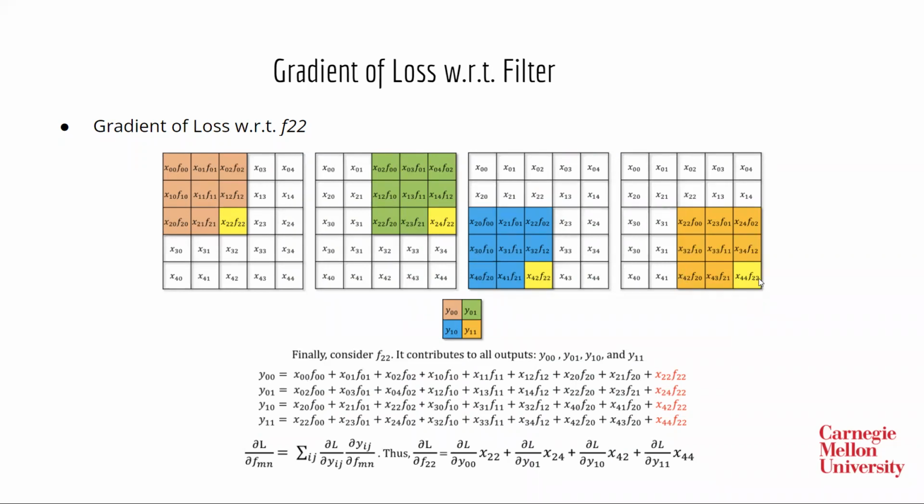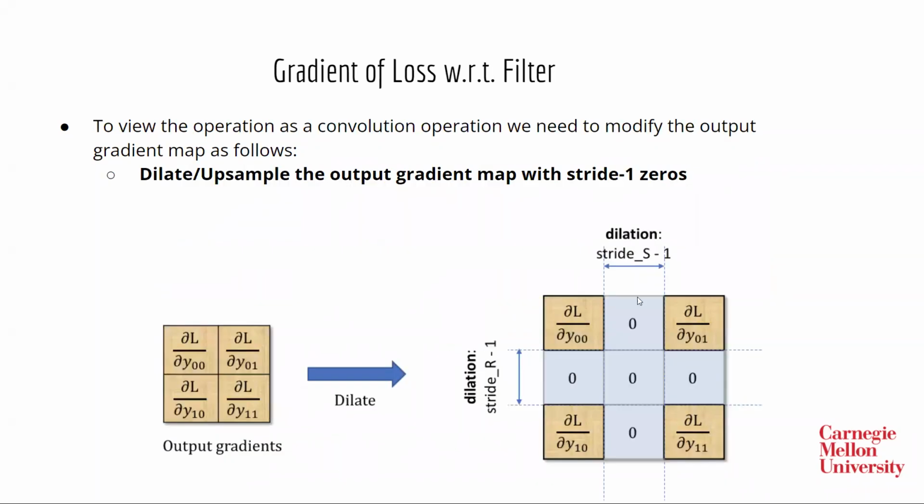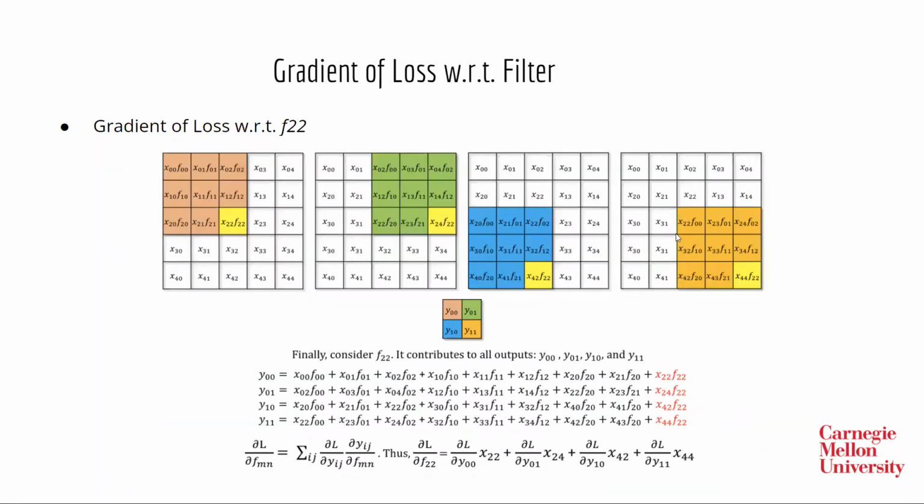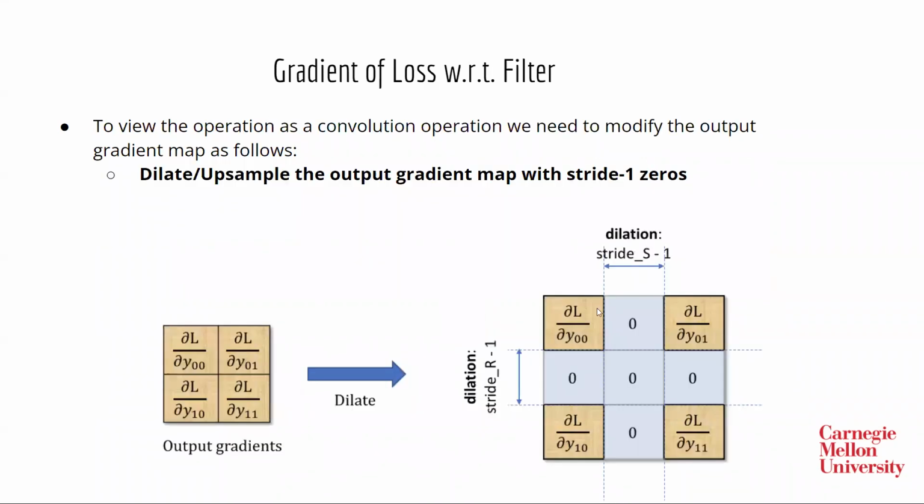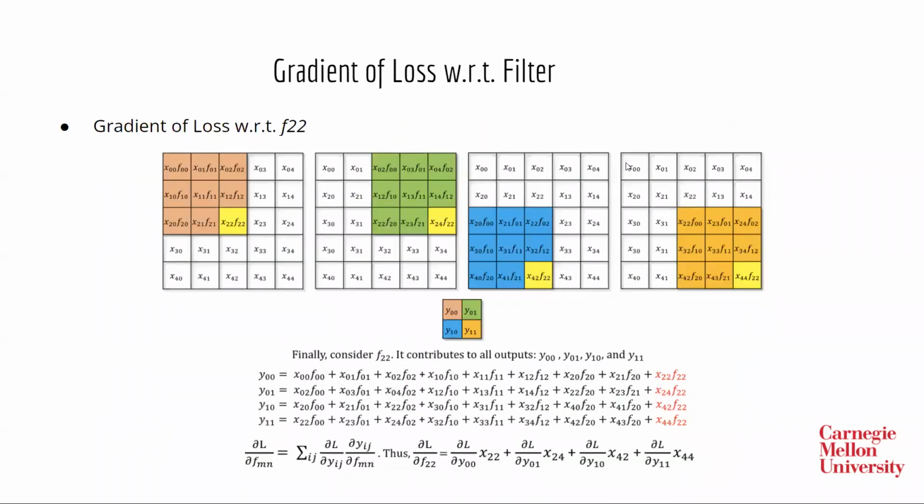Now say you want to do this operation by convolution, what would you do? You would just dilate it, multiply element wise on top of this. So you just place this particular map on top of this part, right? So that's a computational trick, to view it in an easier way. That's specifically for gradient of loss with respect to filter.